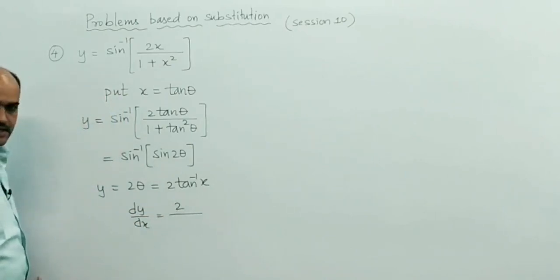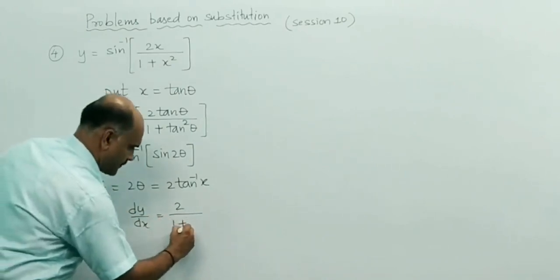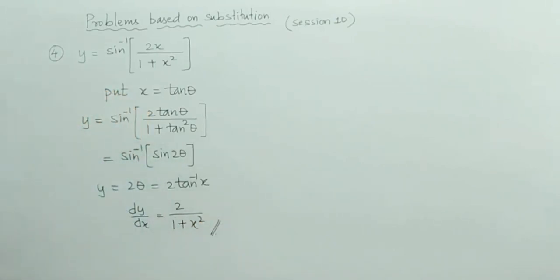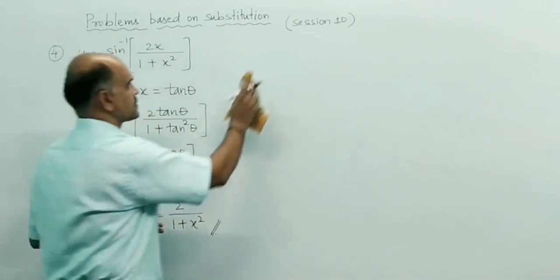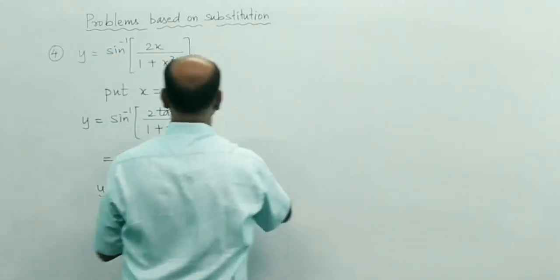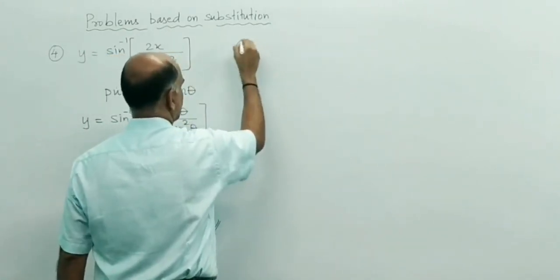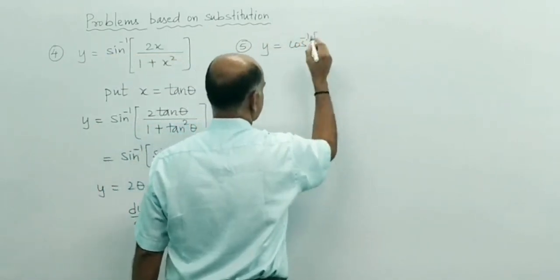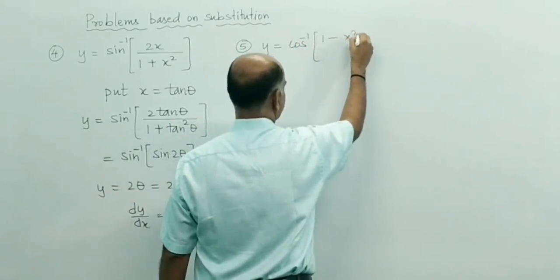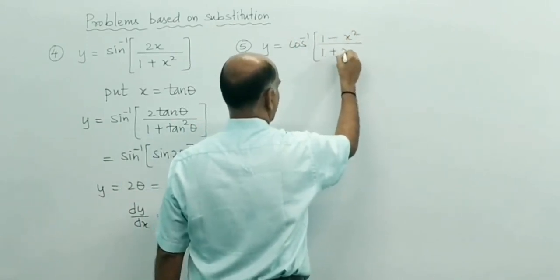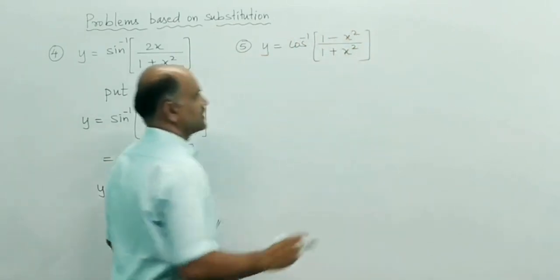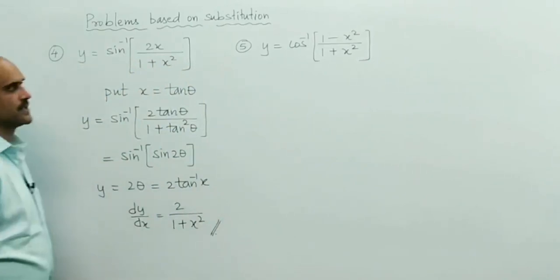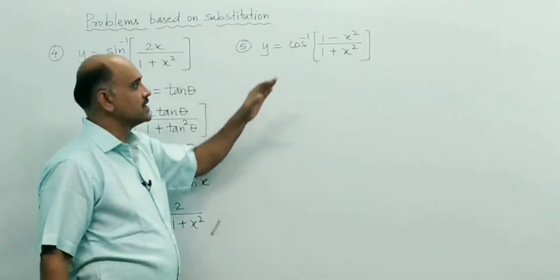Differentiation of tan inverse x is 1 by 1 plus x square. So 2 by 1 plus x square. Clear, students? Similarly, next you can try y is equal to cos inverse of (1 minus x square) divided by (1 plus x square).